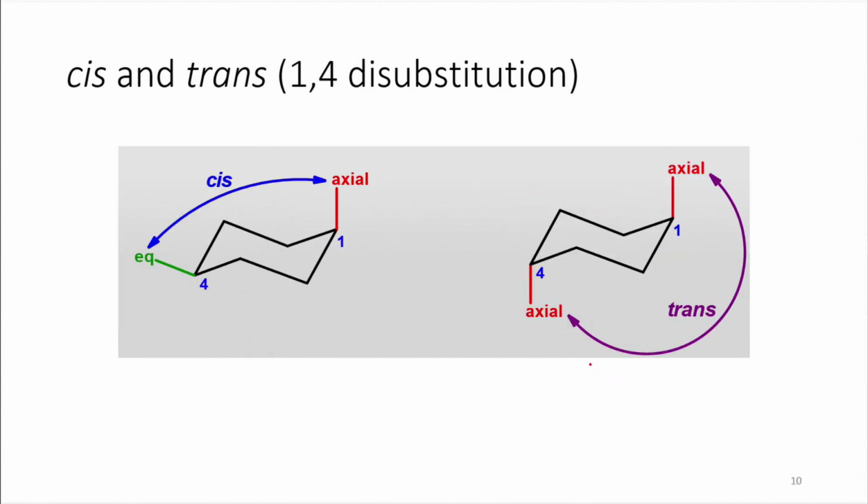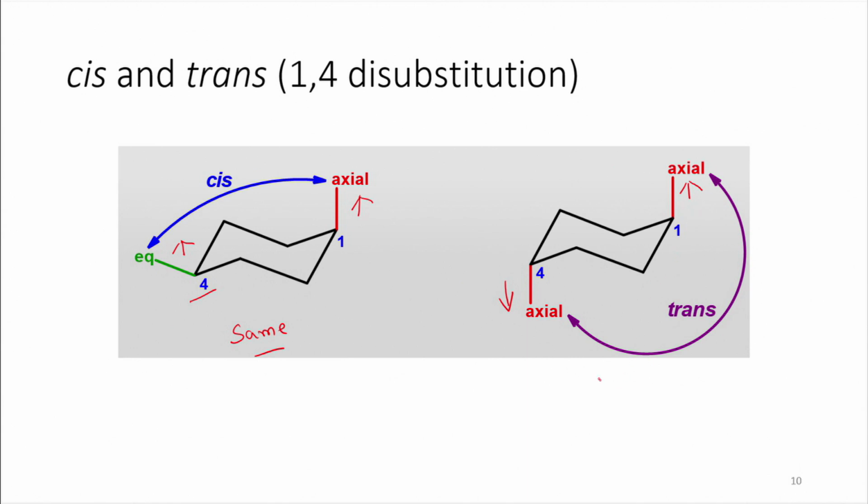And when we go to the 1,4 disubstitution, here the axial bond at position number 1 and the equatorial bond at position number 4 both are pointing in the same side, up, and this is on the same side. So, this is called cis arrangement. And the first carbon axial bond and the fourth carbon equatorial bond are pointing opposite sides. So, this is a trans arrangement.